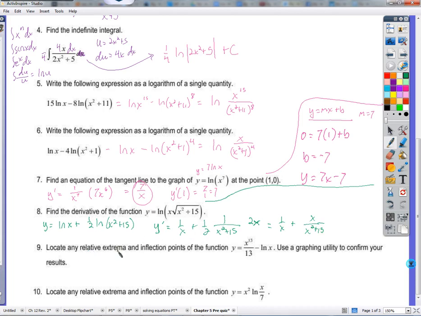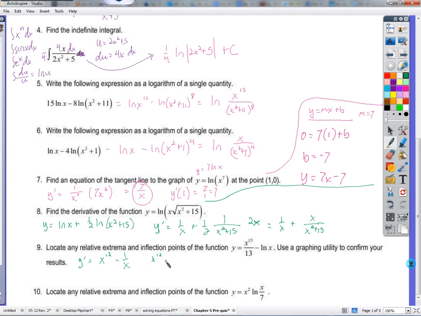Locate any relative extrema and points of inflection for this function. Use a graphing utility to confirm your results. Okay, so y prime equals, of course, this is to find possible extrema. Let me bring down the 13 here, it's going to cancel that 13, so we're just going to get x to the 12th minus 1 over x. We're going to want to set that to 0.